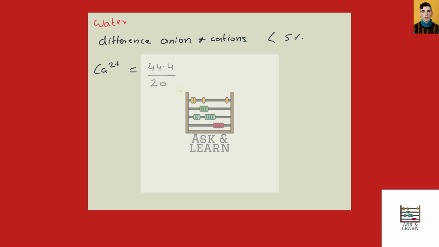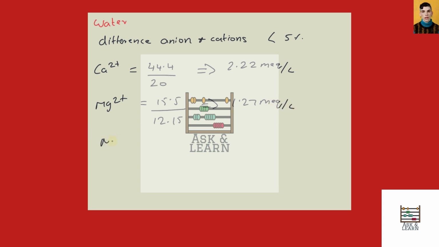Here the equivalent weight is calculated by dividing the molar mass by the number of electrons the element has lost, and by that the equivalent weight of calcium is 20, and from this we would get the converted concentration to be 2.22 milli-equivalent per liter. And for magnesium 2 plus, this would be equal to 15.5 divided by 12.15, and we would have it to be 1.27 milli-equivalent per liter.